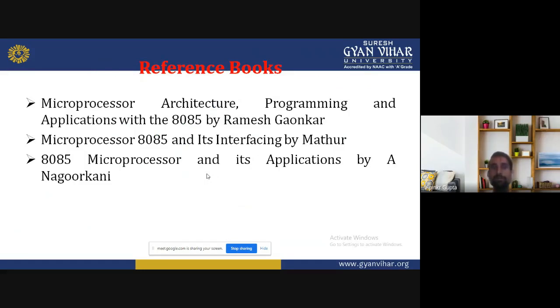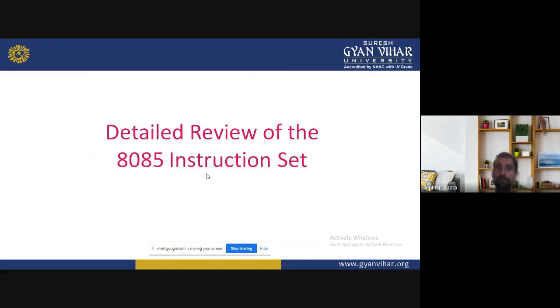These are the reference books which are available for this microprocessor process. Detailed review of instruction sets.